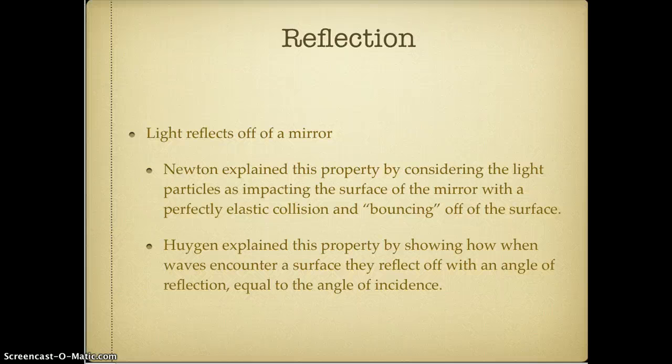But reflection was a lot easier to explain. Both of them could explain this. Newton said it was a perfectly elastic collision, like imagining a steel ball bearing fired at a steel floor. A very, very elastic collision, and that's why it bounced off the mirror. The other idea, with waves, is the same thing. Waves easily reflect off surfaces, and they do this with the angle of incidence equaling the angle of reflection. So that's kind of a tie. Neither of them really had a better explanation for reflection.